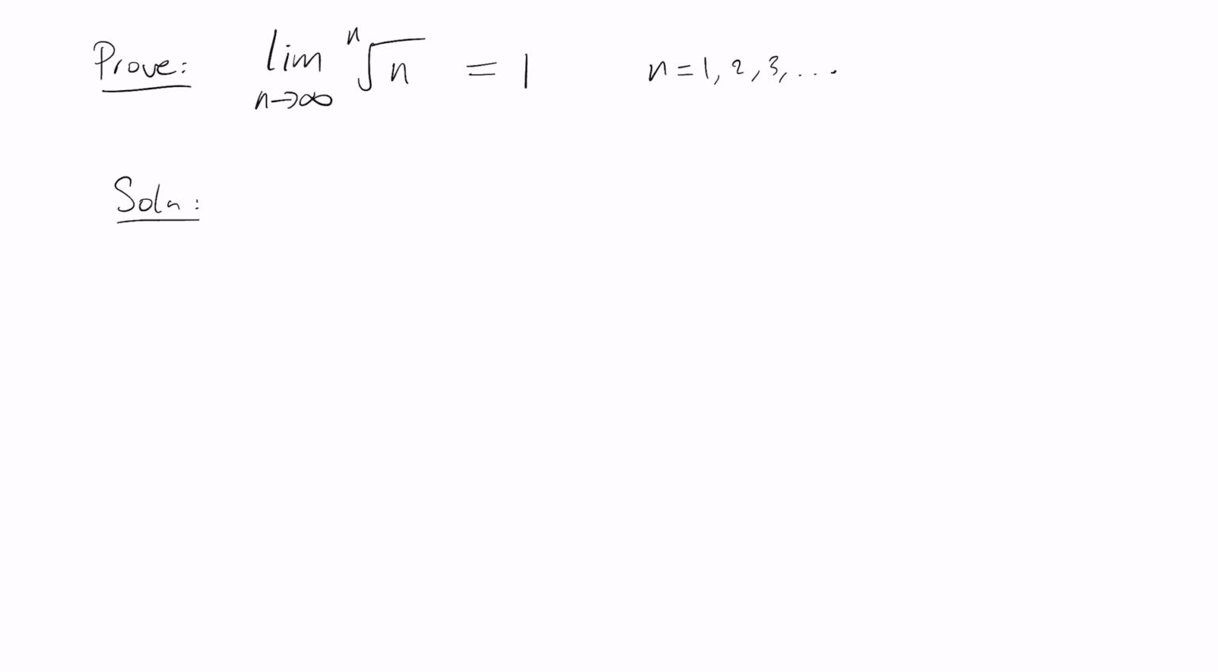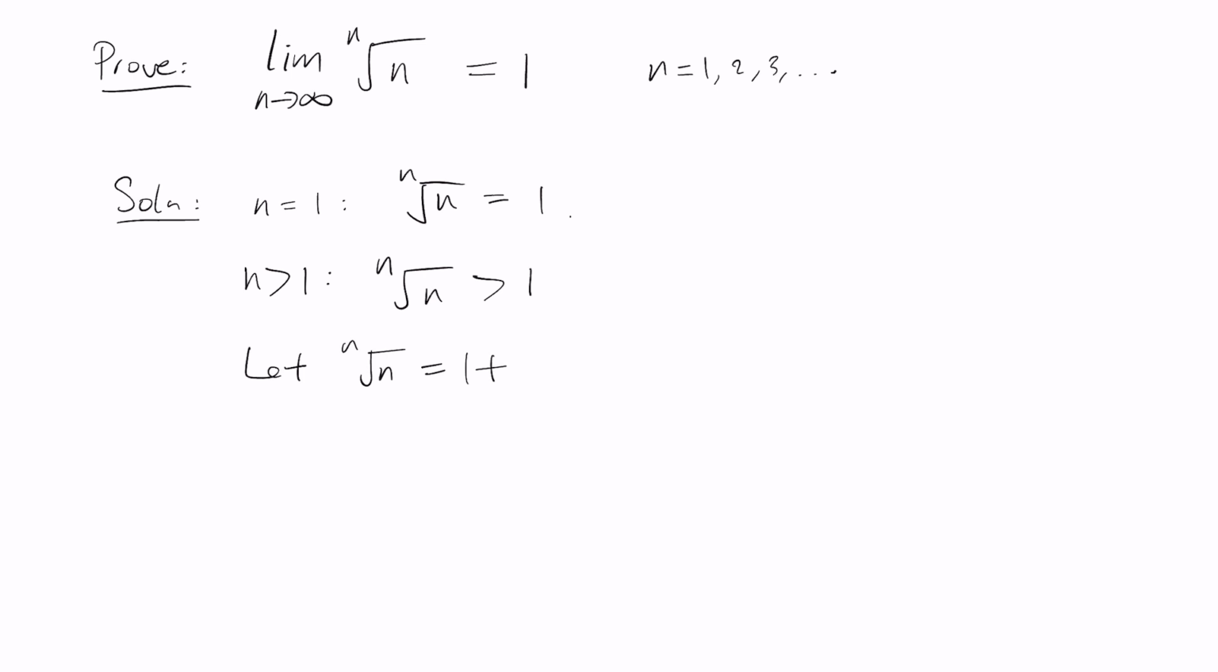So first let's consider the case where n equals 1. Then it's quite clear because the nth root of n is just the first root of 1, which is 1 itself. And then if n is bigger than 1, this becomes more difficult. So then the nth root of n is greater than 1. So we're going to let the nth root of n be equal to 1 plus something, delta n. And that delta n is going to be a positive number.